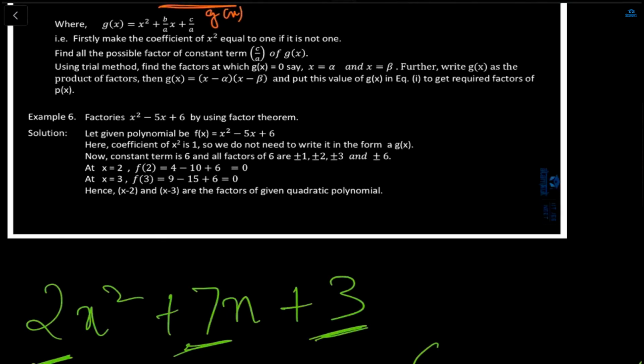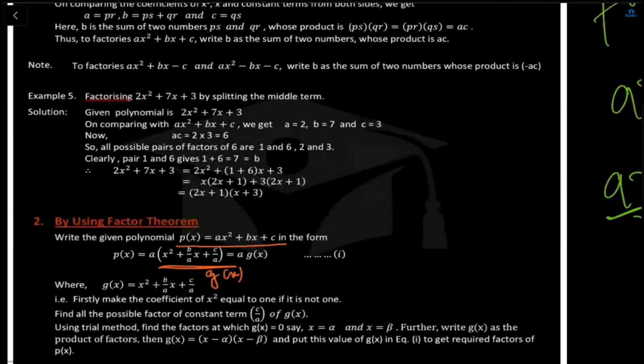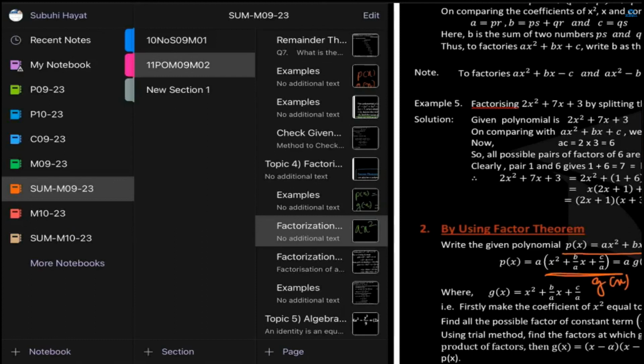Now, everybody, I think time is also up, so we need to close. In the next class, I am going to finish this chapter. Factorization of cubic polynomial is left, and then we will do algebraic expressions, how you can use algebraic expressions to factorize your polynomial. And then we'll start the new chapter.